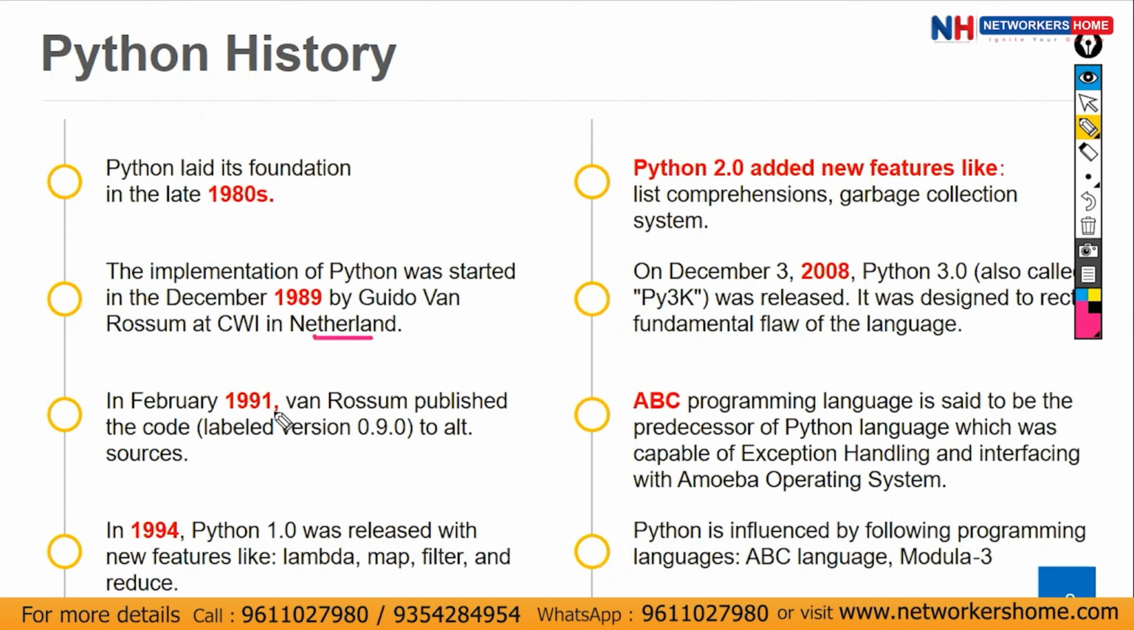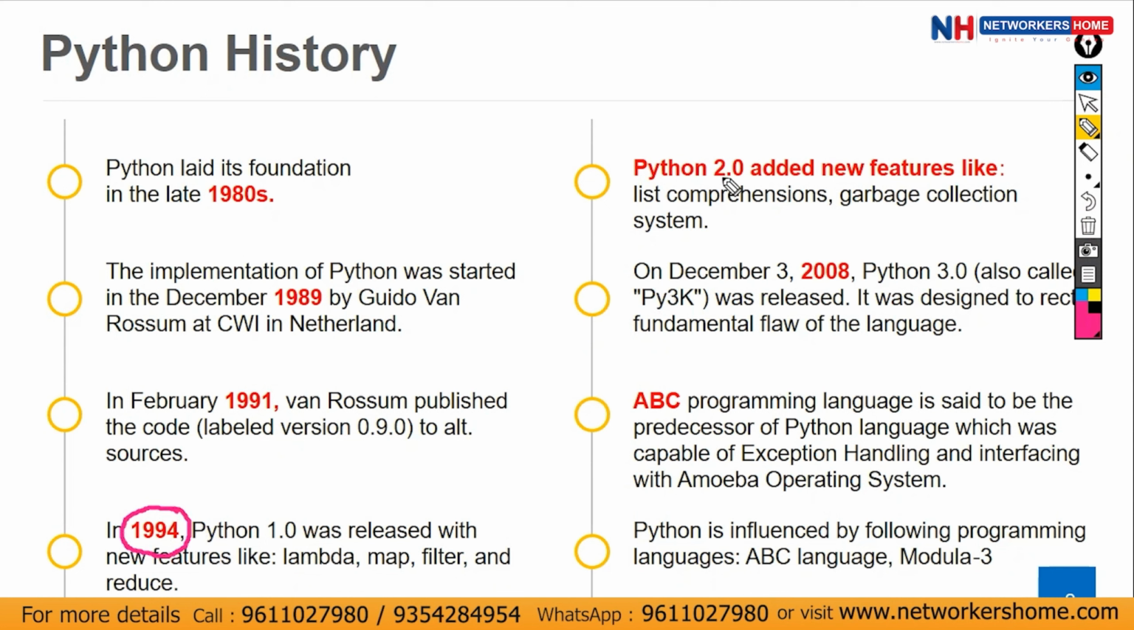In February 1991, Van Rossum published the code as version 0.9.0 with all sources. Then in 1994, they came with version 1.0, which was released with new features like lambda, map, filter, and reduce. These are some features of Python. So the first 1.0 version of Python was launched in 1994.